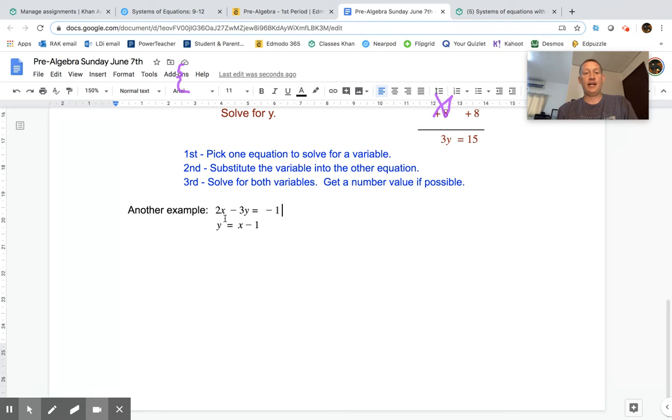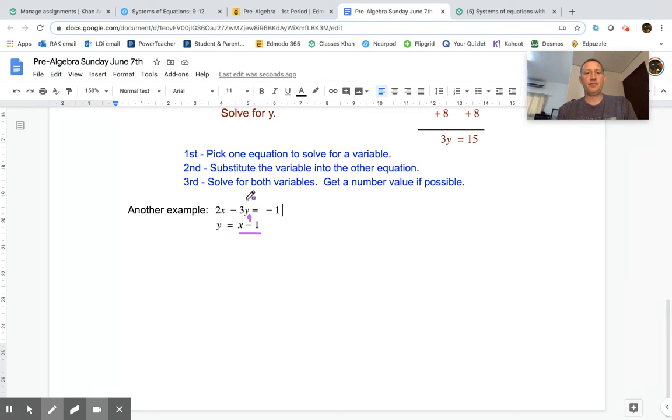Yeah, I could solve for x on this bottom one, or I could solve for x or y on the top one. But the bottom one is already solved for y, so it makes sense to use that to our advantage. So that's what we're going to do. What we're going to do is take what y equals, x minus 1, and substitute it in for that y.